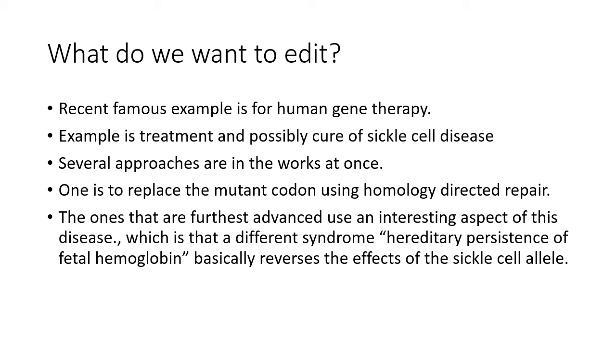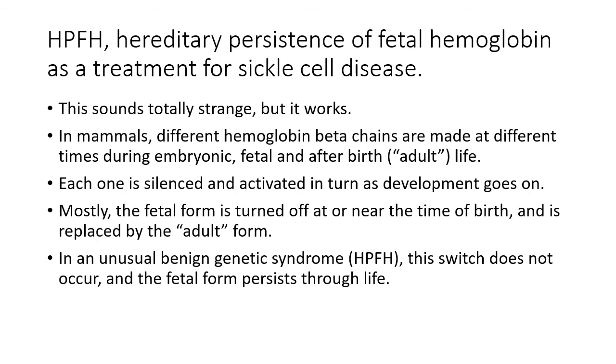Okay, so the ones that have come along the furthest are ones that use an interesting phenotype or genetic syndrome called hereditary persistence of fetal hemoglobin in order to treat and possibly cure sickle cell disease. Okay, so this is an unusual situation where it's been noticed for a long time that people that had sickle cell disease had a much, much milder form if they also had this other hereditary persistence of fetal hemoglobin mutation. And there are many of these. This does sound strange, but it does work.